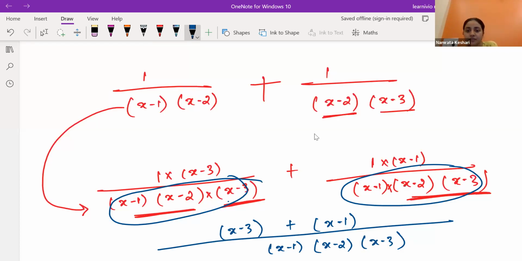So basically, in the denominator, we just take what's left over. For the denominator, we multiply what is left out. Whatever is left over is multiplied in the denominator, and since we are dealing with a fraction, the same term we need to multiply in the numerator also.